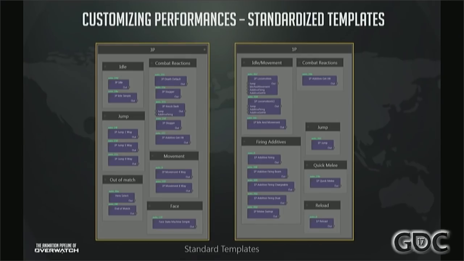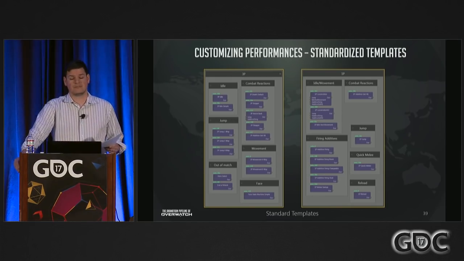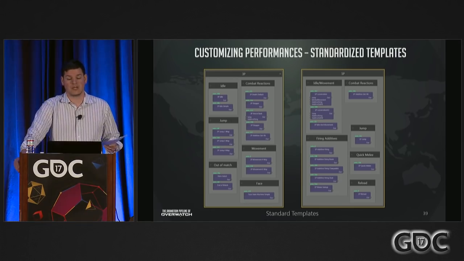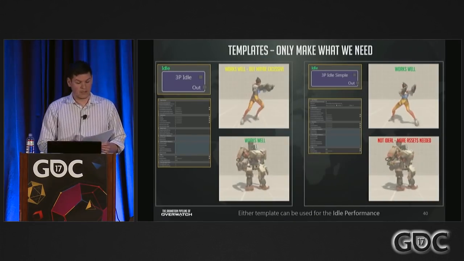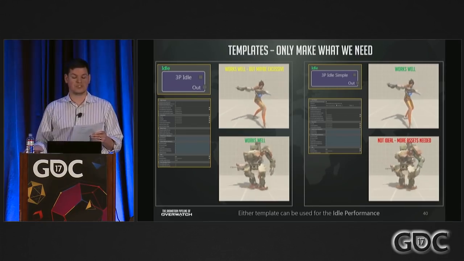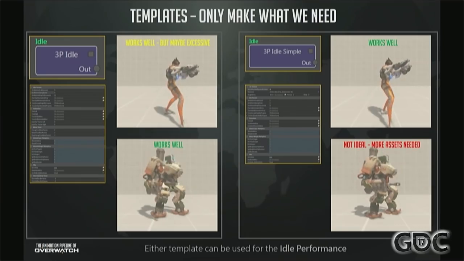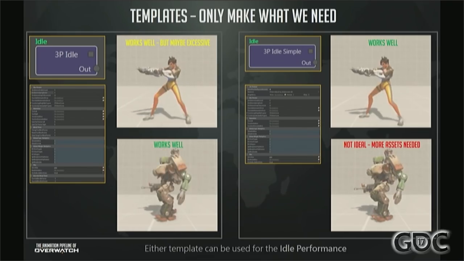So standardized templates are mostly used for common high visibility performances: jump, general movement, crouching, idle, etc. Here you can see a lot of the standardized templates that we have on Overwatch. I want you to look at the top left of the image, though, under the idle section, where there's 2 different templates listed that fulfill the requirements of idle performance: 3P idle and 3P idle simple. So we can swap out standard templates with others that fulfill the same performance requirement, but using fewer, more, or different assets. Reasons for doing this include production cost, required fidelity, and physical attributes on the character.